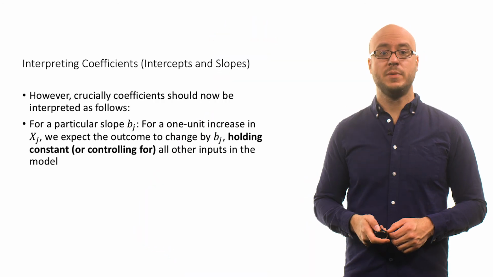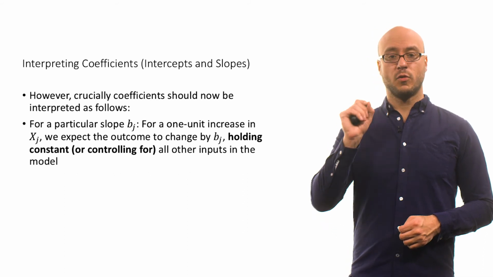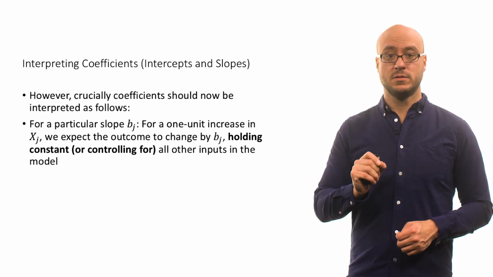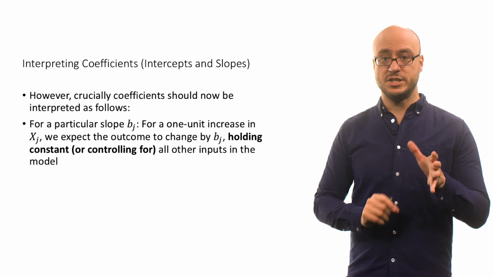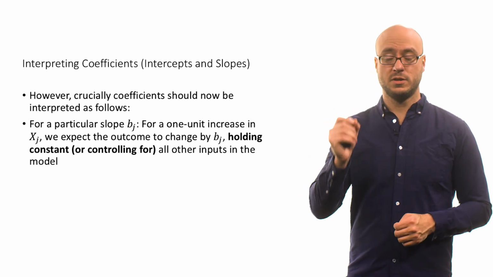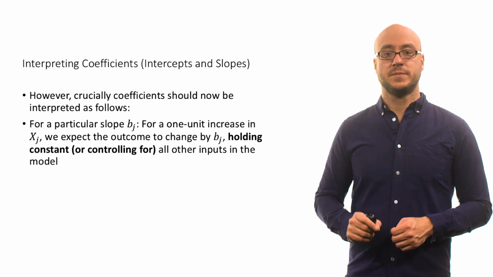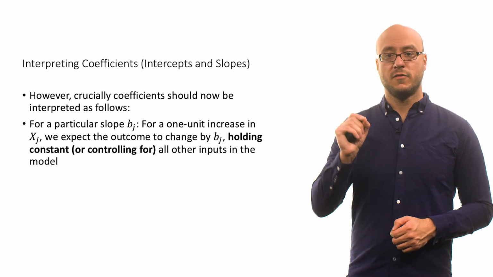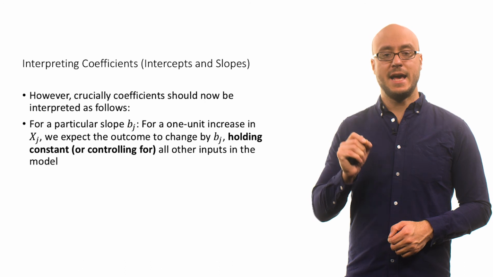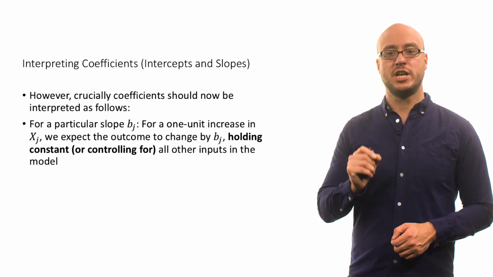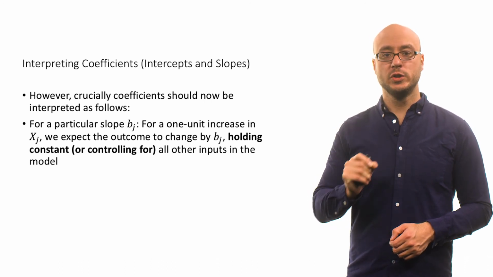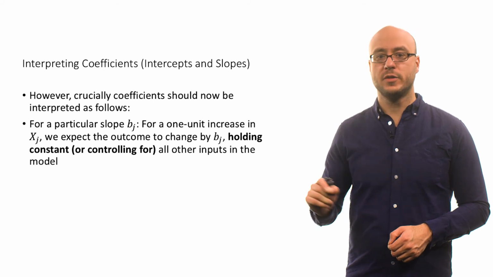This is important. The coefficients should now be interpreted as follows. For a particular slope bj, where j is an index from 0 to k, where k is the total number of inputs in the model, this is how we interpret the slopes in multiple regression. For a 1 unit increase in x, we expect the outcome to change by b, holding constant or controlling for all other inputs in the model.